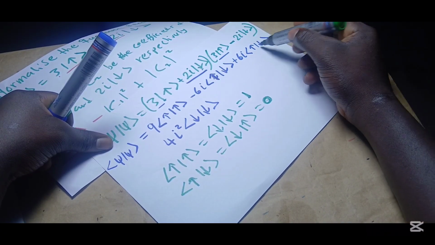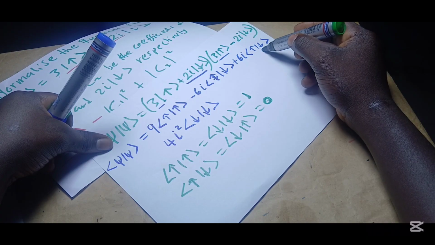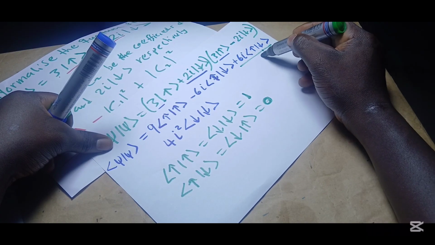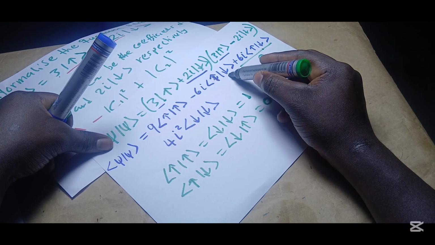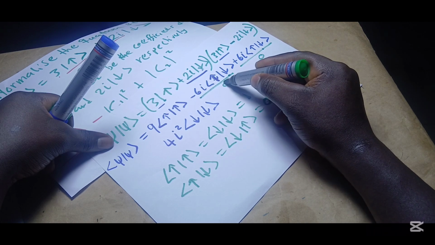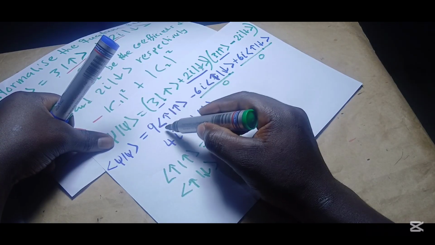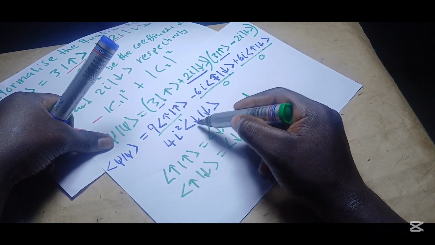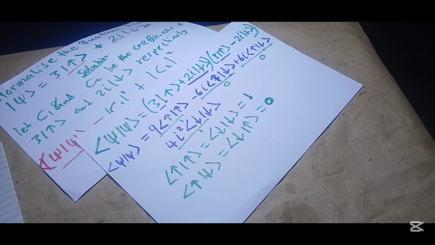So we have spin up, spin down here. This will give us a probability of 0. So this term here goes to 0. We have spin up, spin down here. This one will also give us a probability of 0. We have spin up, spin up here. This will give us a probability of 1. Spin down, spin down, a probability of 1. So now let's proceed.